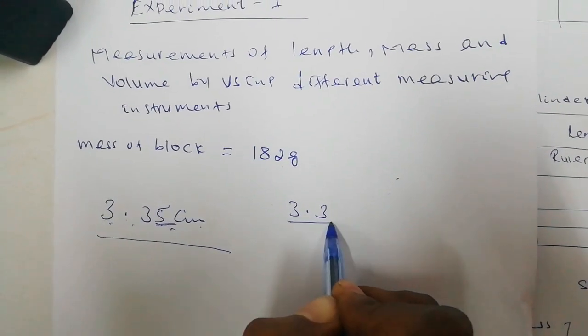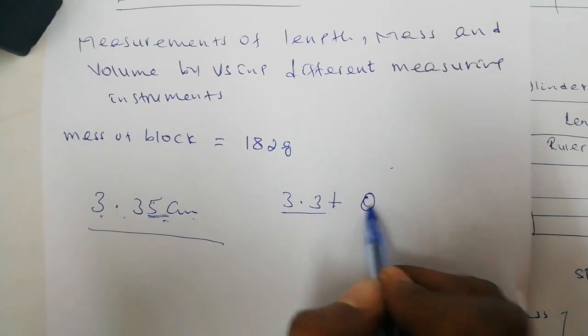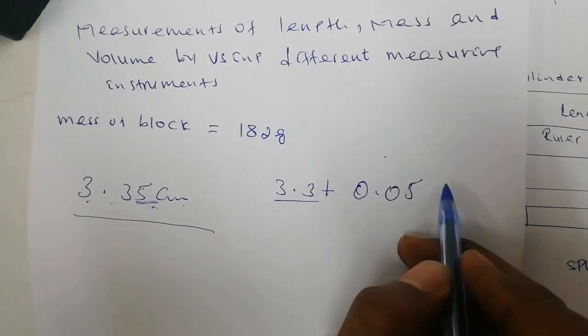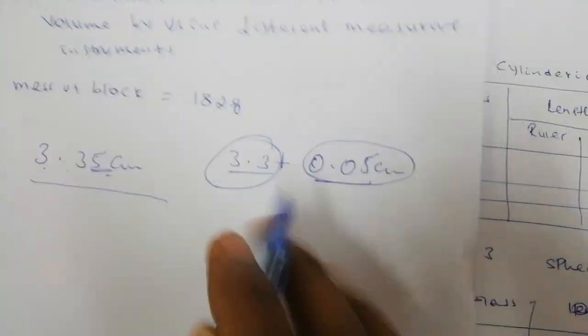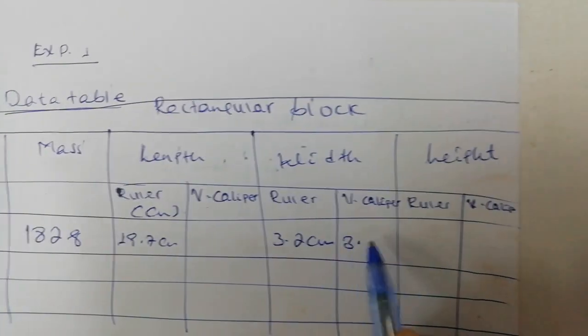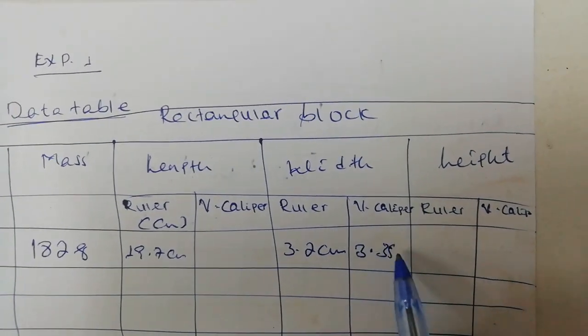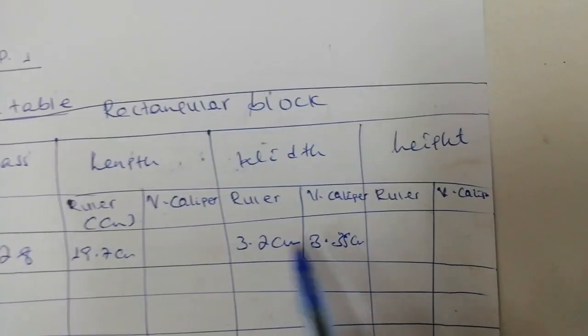3.3 is from the main scale, plus you take 0.05 centimeter from the vernier scale. Then you put it here in the data: 3.35 centimeter. This is for the width.